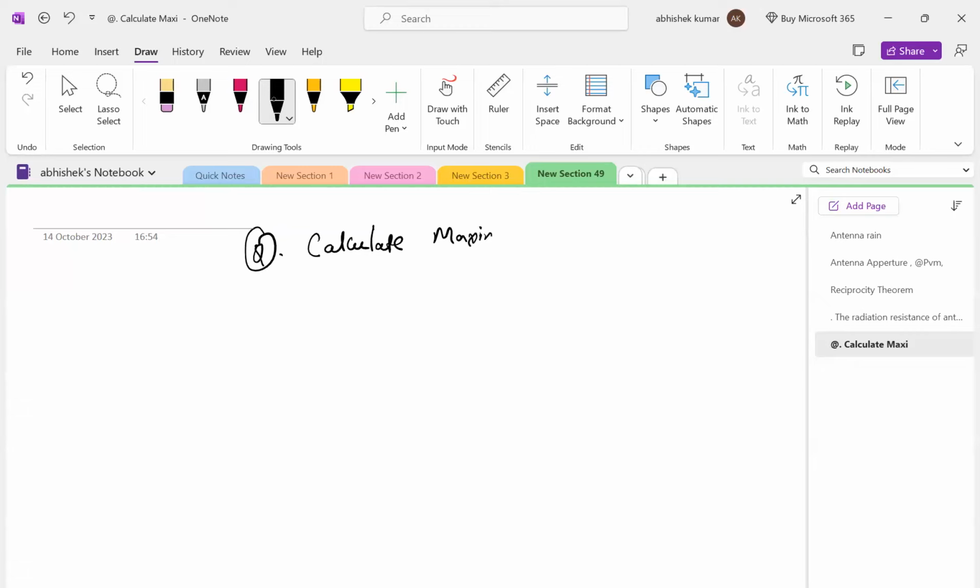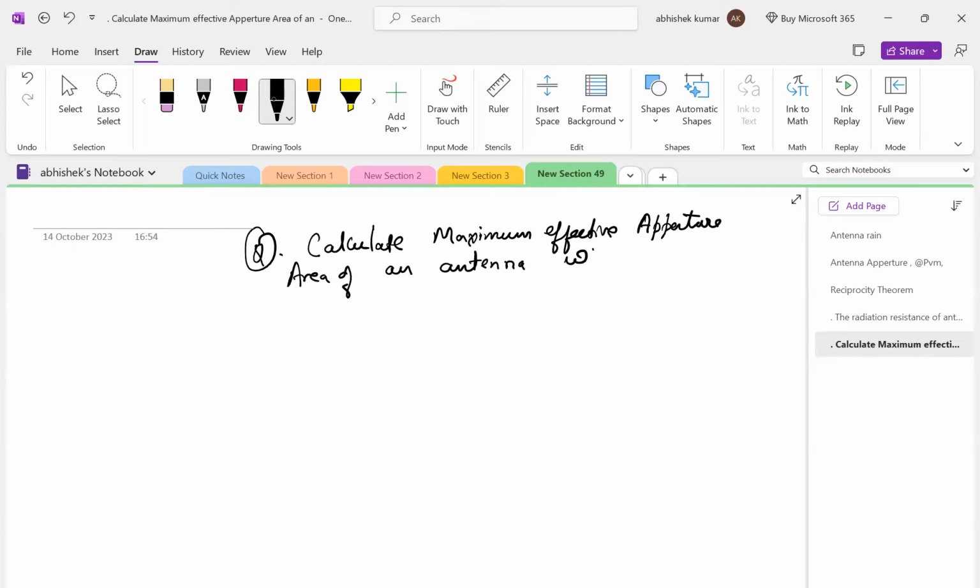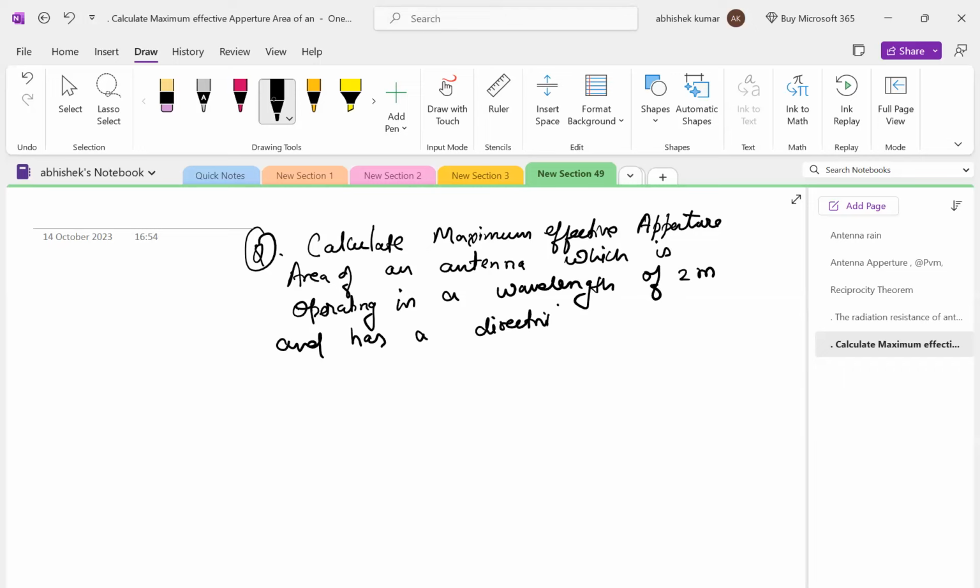Calculate the maximum effective aperture area of an antenna which is operating at a wavelength of 2 meter and has a directivity of 100. Can you find it? Maximum aperture.